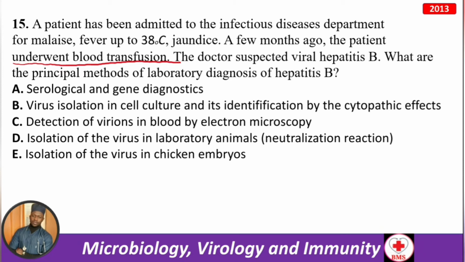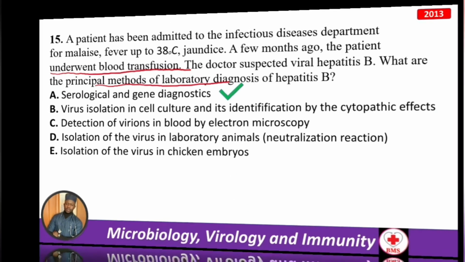What are the principal methods for laboratory diagnosis of hepatitis B? A serological examination. We did it in great detail, this hepatitis B serology. And also gene diagnostics, where we can find the DNA of this virus. Remember, hepatitis B is a DNA virus. So I said we use what? Serology and gene diagnostics.